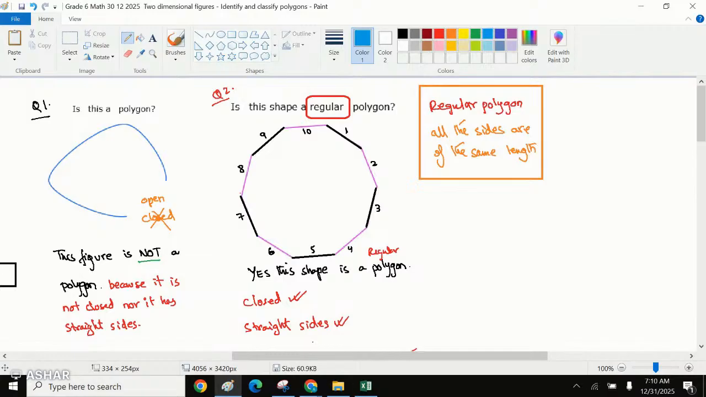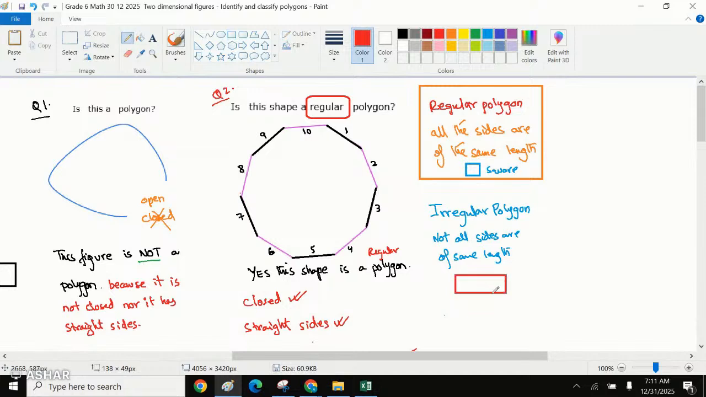The opposite of a regular polygon is irregular. That means not a regular polygon, so not all sides are of the same length. A basic example: a regular polygon can be a square, right? This would be a square. An irregular polygon can be a rectangle. It still has four sides, but this is irregular.